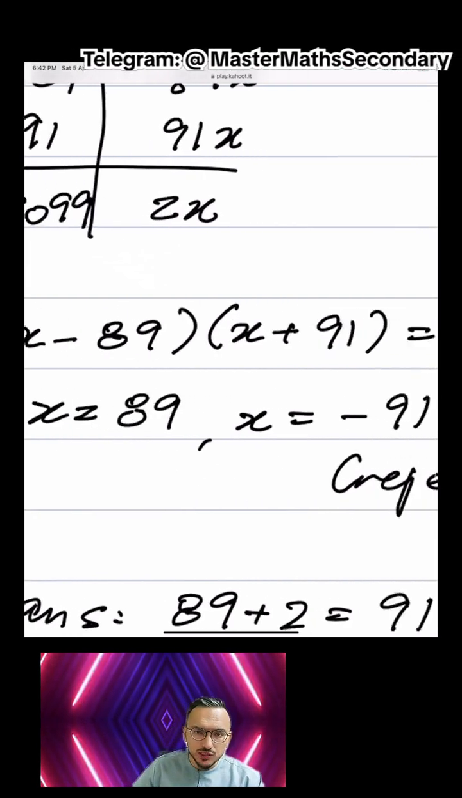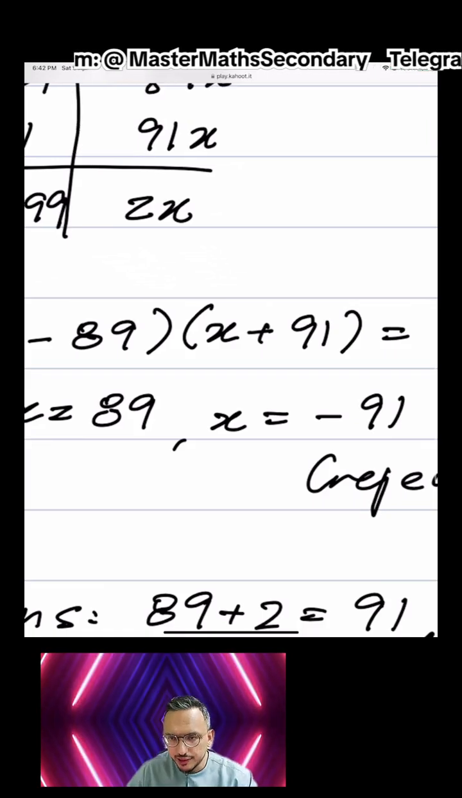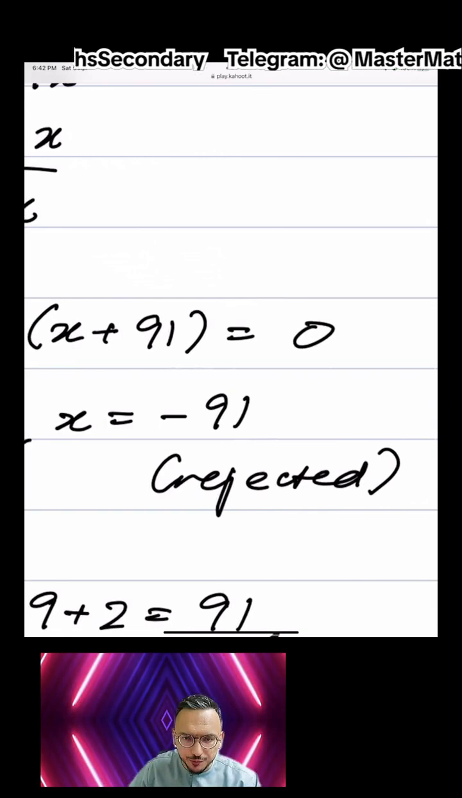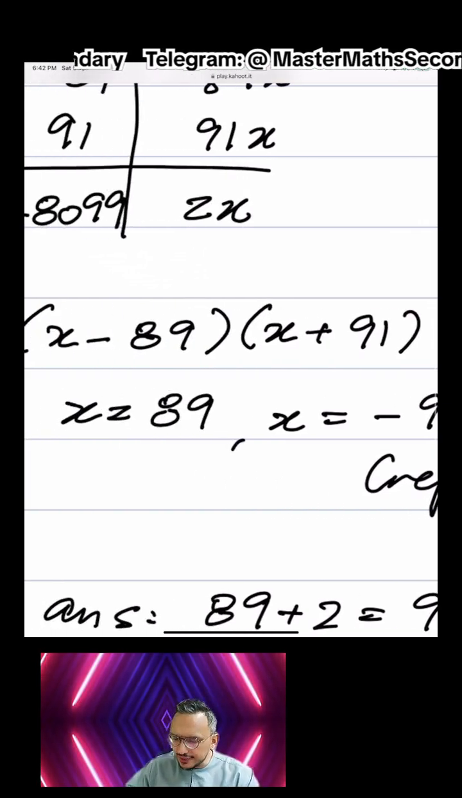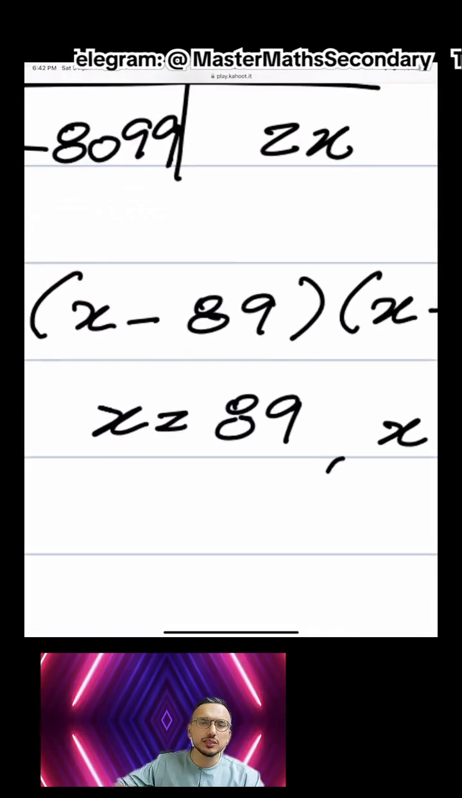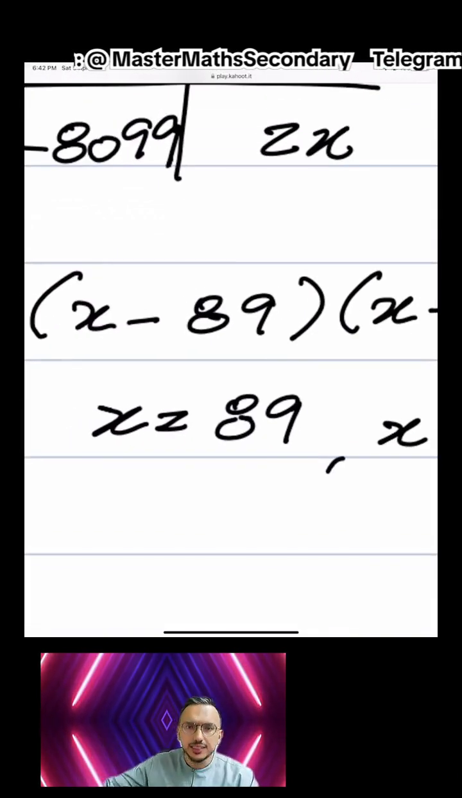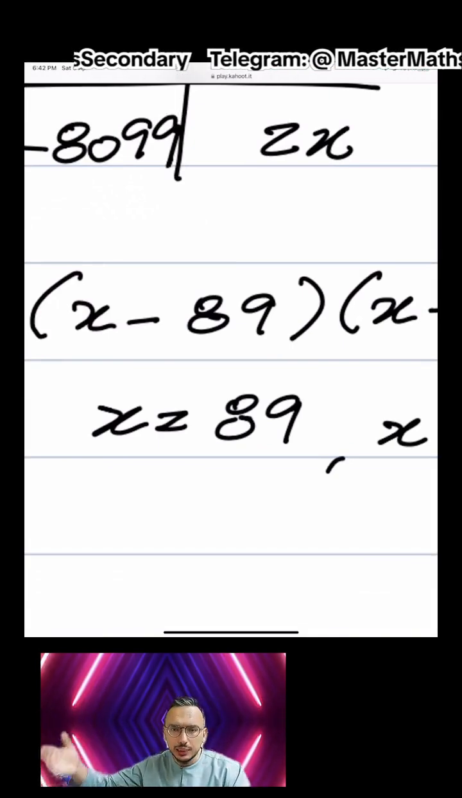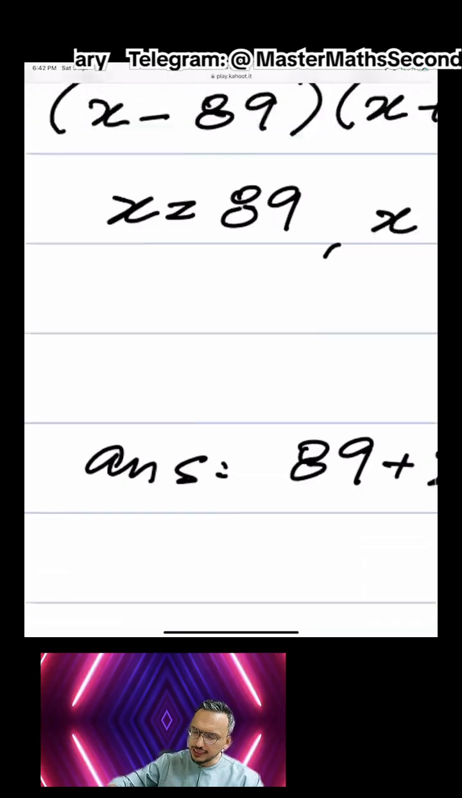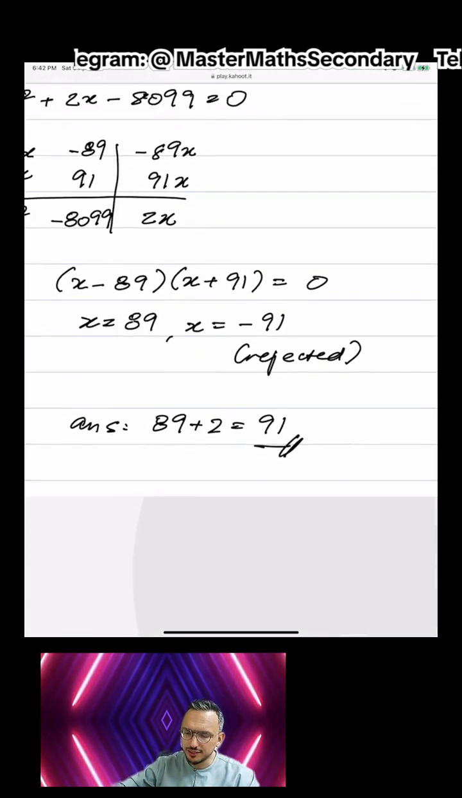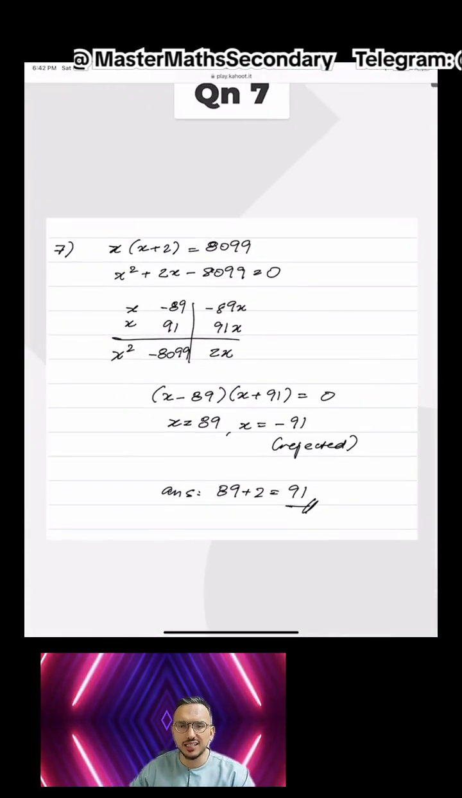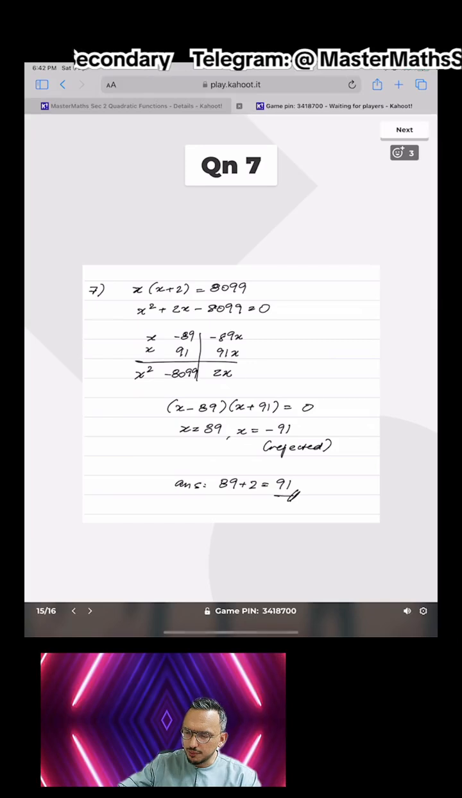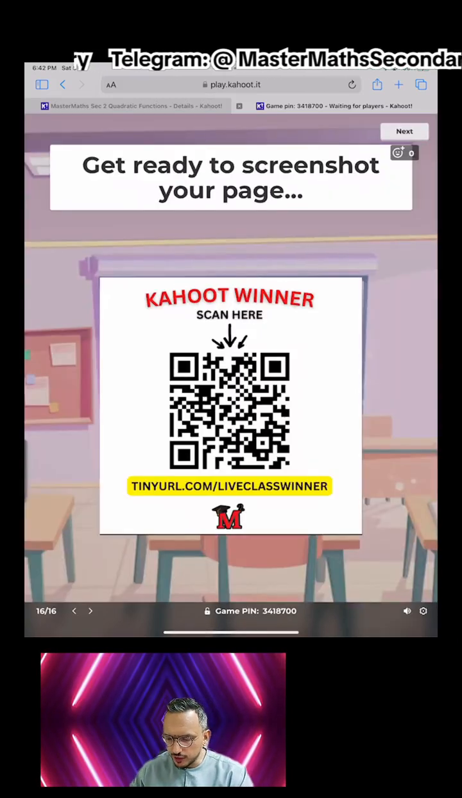So one of these two answers we have to reject. Which one do we reject? The negative 91, because it's negative. So that means our x is 89. Because our x is 89, and they want the bigger number, right? The bigger number will be 89 plus 2, which is 91. Okay? So with that, we have come to the end of our Kahoot.